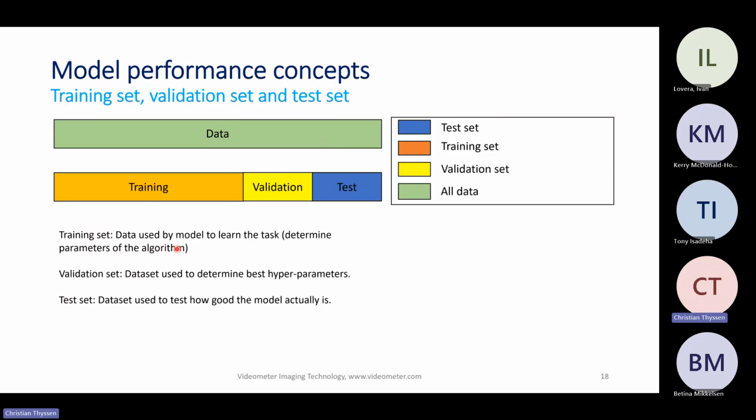The training set is used by the model to actually learn the task, so to fit the parameters of the model. The validation set is used to determine the best hyperparameters. In general, these two are often fused if you do not tune the hyperparameters. And then the test set is the independent test set which you lock away until you're done with training, and then you test how good the model actually is.